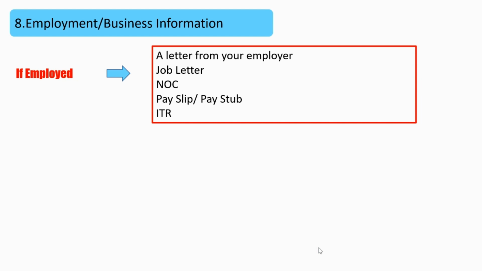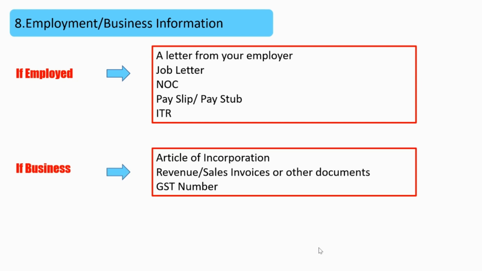You can upload a no objection certificate or a letter from your HR or manager confirming your vacation. You can upload your pay slips, you can upload your income tax return. All these things will establish your ties to your home country. This will show that you have employment in your home country. If you are running a business, upload an article of incorporation, revenue or sale invoices, or any other documents you have of your organization, a GST number if you have got it, or if you are from any other country, not India, any document you used for registration of your company.